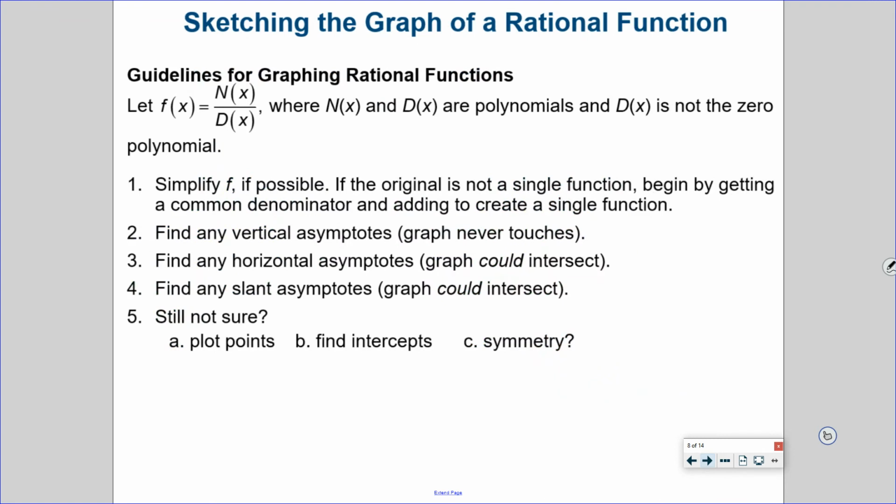Then start by finding your vertical asymptotes, horizontal asymptotes, if there's any, slant asymptotes. Remember, slant and horizontal can cross, vertical cannot. If you're still not sure what your graph looks like, plot some points. I'm always going to do this because those are easy points to find. And then look at some symmetry, especially when we have those two symmetrical branches, because that'll help you too. And then you just plot your points, connect the dots, approach the asymptotes. They're fun.